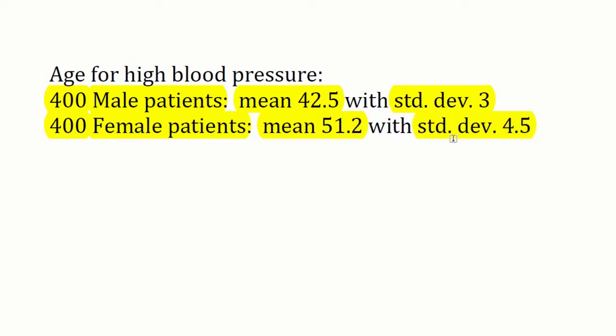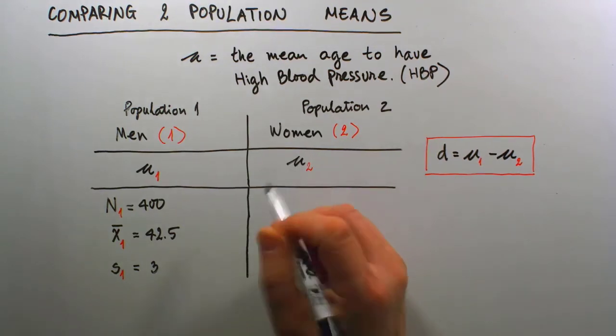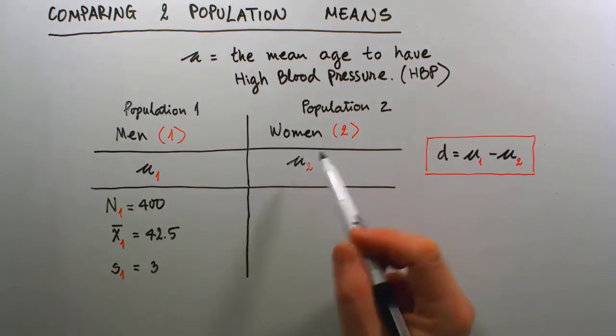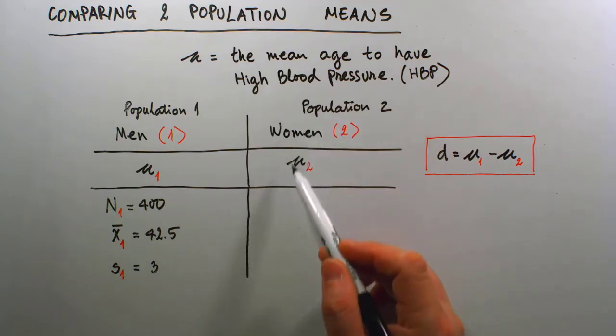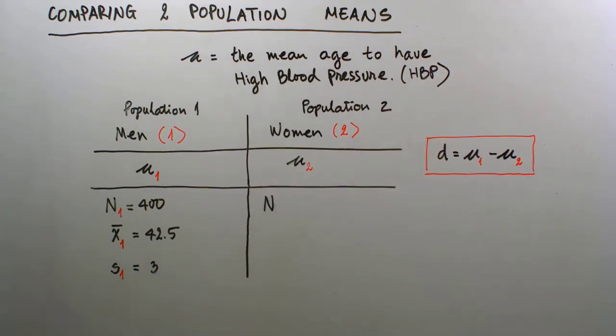All of this information is sampling information, all sampling statistics. Now on my writing board, I know that the sample size I picked from population 2 is symbolically N2.